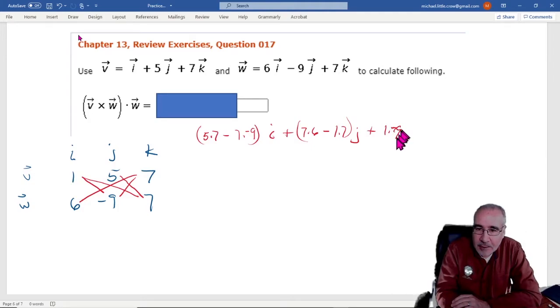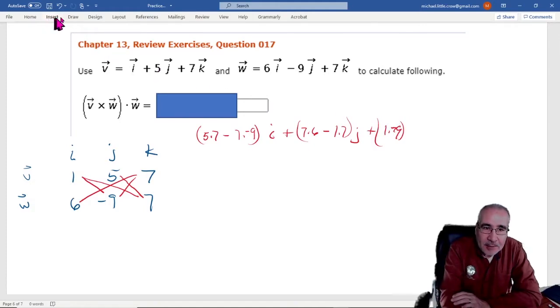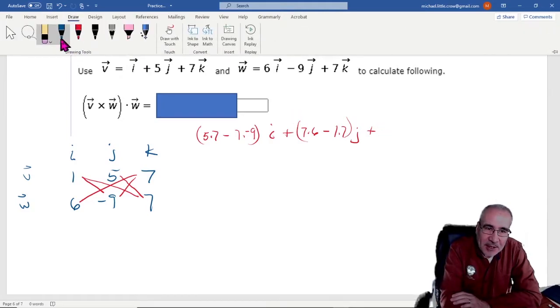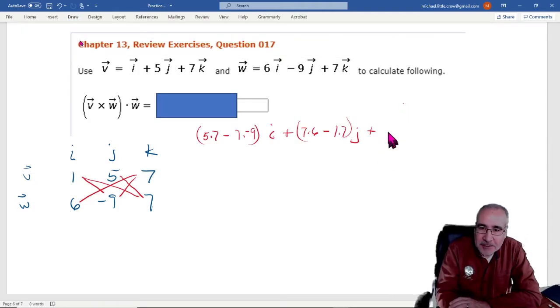It's negative 9. Oops, it's messy. Messiness is not good. That's where I usually make most of my errors. So 1 times negative 9. Sometimes it's just easier to go ahead and write the negative 9, but I just want you to have a record of where things are coming from. So 1 times negative 9, and then 5 times 6.